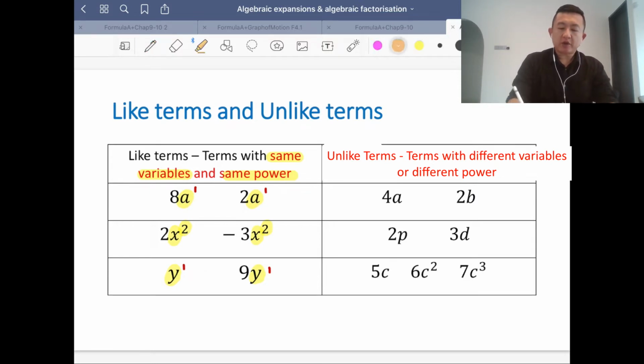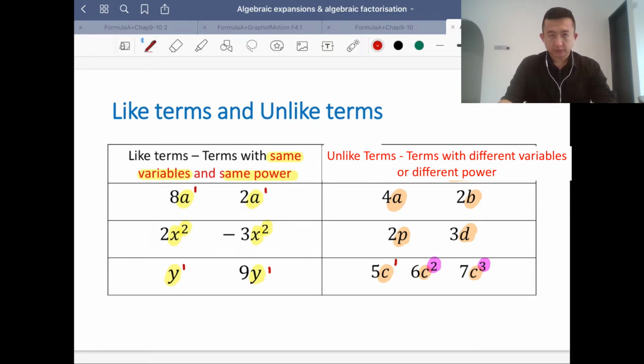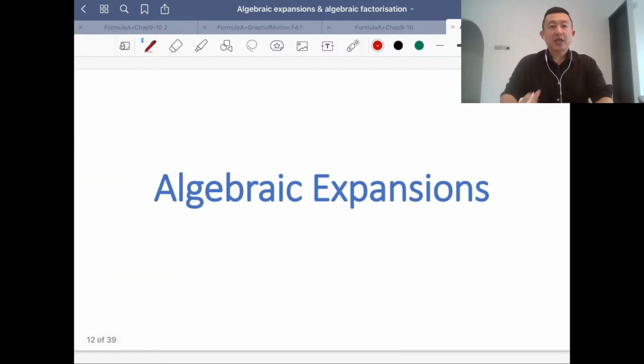And when you're dealing with unlike terms, they have different variables or different powers. For example, you have A and B, different variables, unlike terms. P and D, different variables, unlike terms. C, same variable, but different power, so still unlike terms. When you have unlike terms, you cannot simplify it. You cannot group them together. Just leave it as it is. Okay? Alright, so now we go into algebraic expansions with the prior knowledge that you have.